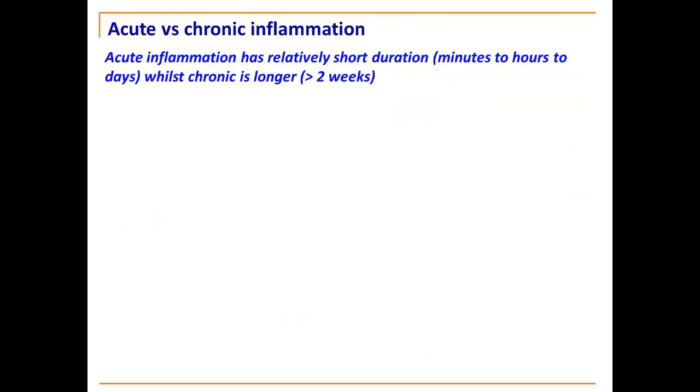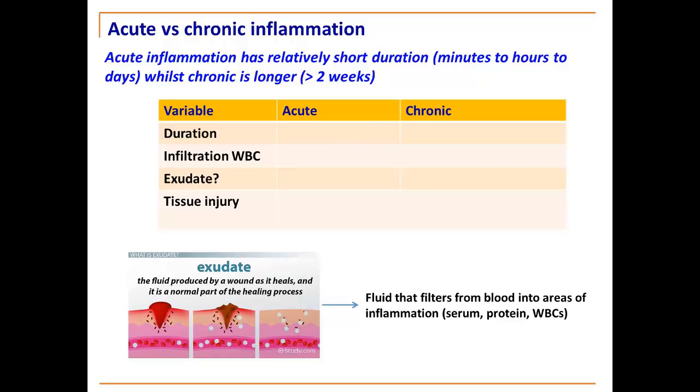So now we're going to just go over acute versus chronic inflammation. So acute inflammation is a relatively short duration, so minutes to hours to days, whilst chronic is a lot longer, generally greater than 2 weeks. What do you already know about acute and chronic inflammation? So duration, that should be nice and easy for you. What type of white blood cell infiltrates an acute inflammatory spot and a chronic one?